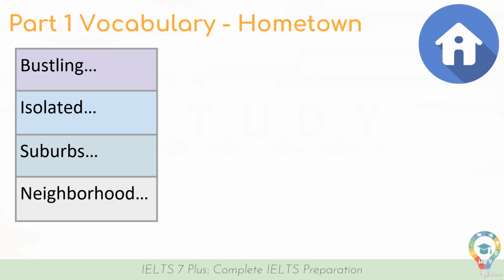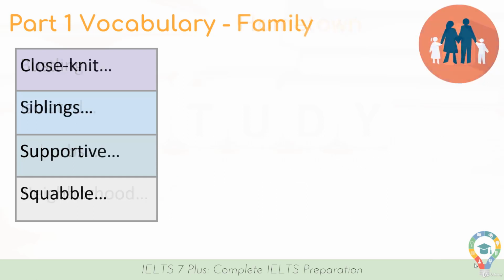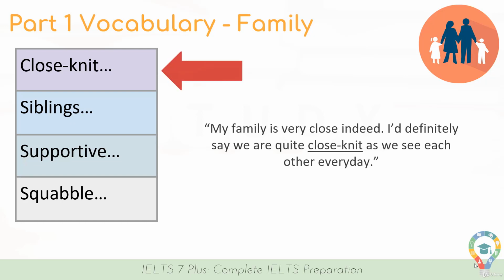And lastly is neighbourhood. My neighbourhood is very friendly. We all know each other and spend a lot of time together in our homes. And now for the last 4 pieces of vocabulary for our final topic, which is family. And we'll begin with close-knit, which means a family that is very close and speaks or is with each other a lot of the time.